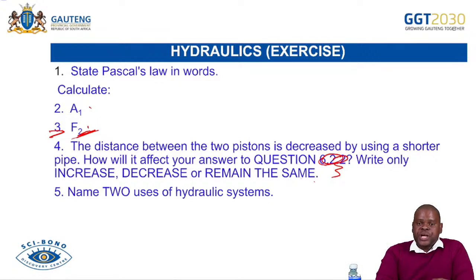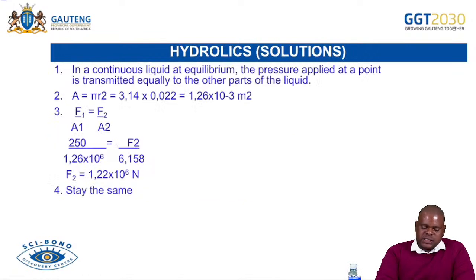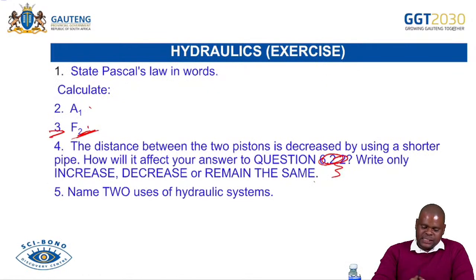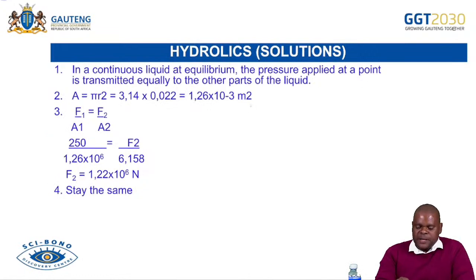Then the solution is number 1. Pascal's law states that in a continuous liquid at equilibrium, the pressure applied at a point is transmitted equally to the other parts of the liquid. That is how we state Pascal's law.